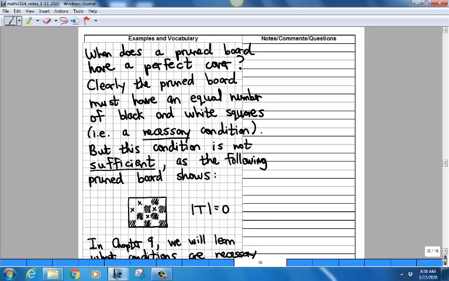So if you prune a chessboard and it still has a tiling, it must have the same number of black and white squares. That's a necessary condition to get a tiling when you prune a chessboard. It's got to have the same number of black and white squares. But that is not sufficient. You can prune a chessboard so that you have the same number of black and white squares, but you won't have a tiling. Here's an example that's from the book.